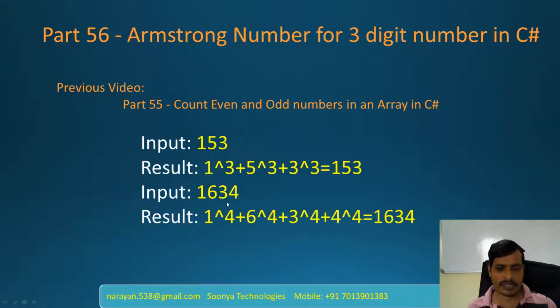Here we have another number 1634. This contains 4 digits like 1, 6, 3, 4. So we need to do 1 power 4 plus 6 power 4 plus 3 power 4 plus 4 power 4 equal to 1634. 1634 is Armstrong number.